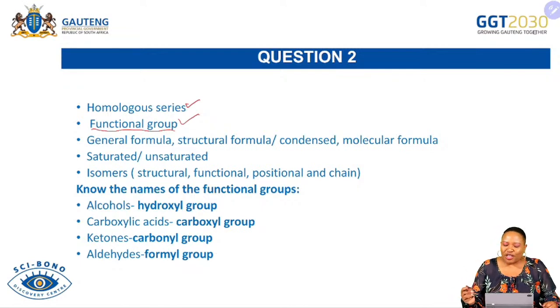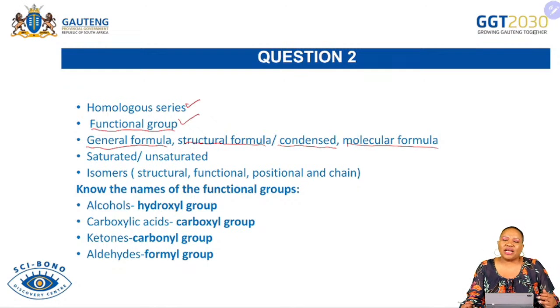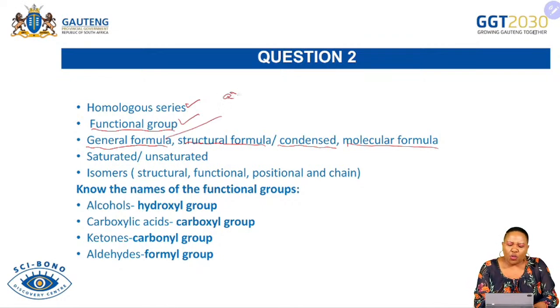So you need to know what a homologous series is, what the functional group is, and you need to know that we have general formulas, structural formulas or semi-condensed formulas, and molecular formulas. These are the things that we discussed when we were thoroughly discussing organic molecules at the beginning of this year. So you must also go back and check whether you still remember what I mean by a general formula. But to make things easy for you, you know that for general formulas, we normally know the ones for alkanes, alkenes, and alkynes.